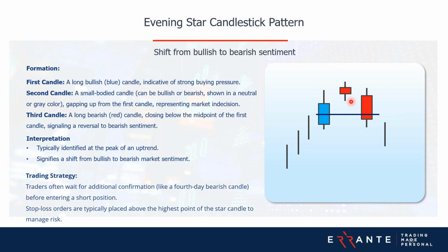Transitioning to the second candle, a small body, which can be either bullish or bearish, it doesn't matter. It's displayed in a neutral or gray shade, that would be better. So this candle gaps up from the first one. This is the first indication that we can identify this pattern, encapsulating the sense of market indecision. At this juncture, the initial bullish fervor wanes, giving way to uncertainty and hesitation among traders.